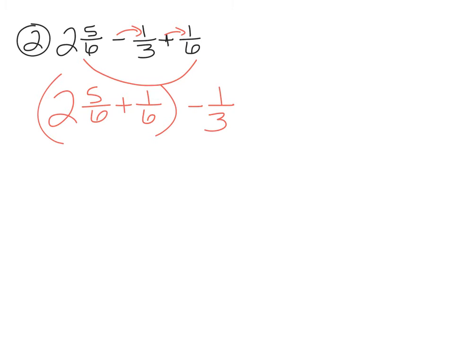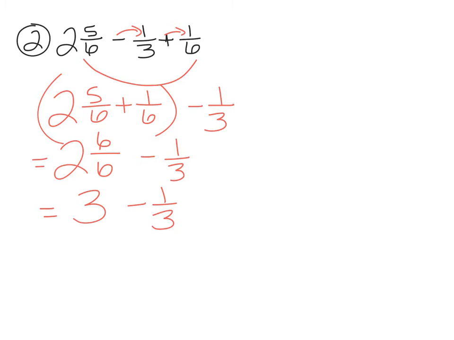So let's do the like units. 5 plus 1 is 6, 6. So 2 6/6, which is actually equal to 3. Oop, not plus. Yikes. Pay attention. Minus 1/3. So let's break apart this whole 3. So let's make it 2 3/3 because I want the same denominator, minus 1/3.